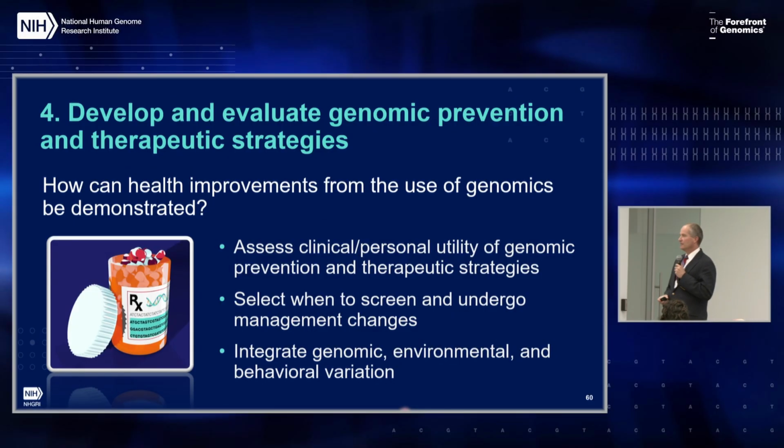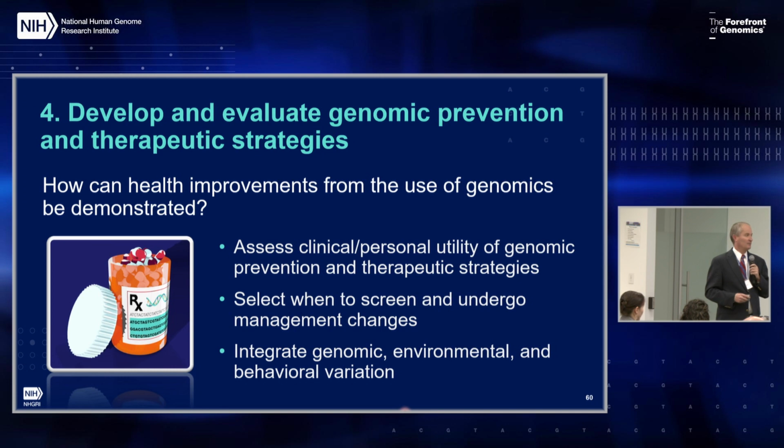And then the last one is, how do we integrate genomic, environmental, and behavioral variation? I think we've seen that theme throughout the day, how do you combine all this information? Because again, the clinician is trying to get through the day. How do you compile more information and distill it down to something that they can make a decision upon?